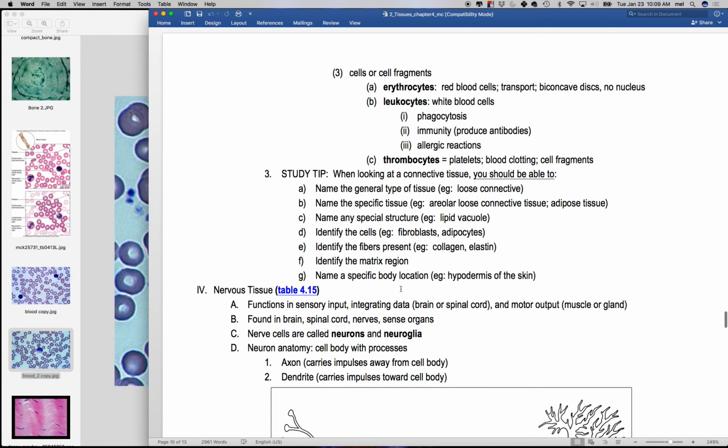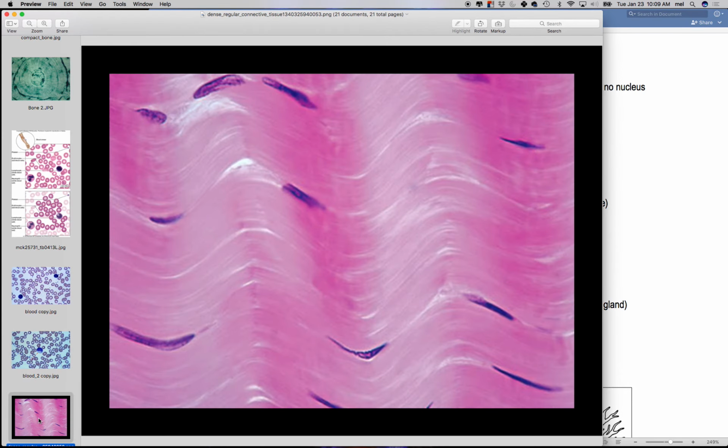Okay, so now let's do the same kind of study tips that we did with epithelial tissue. Let's do them with connective tissue. And connective tissue is a little bit more complex. So let's talk about the kinds of questions that you could ask with any connective tissue. You ready? So let's start with this one.